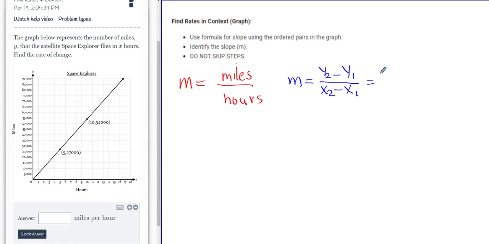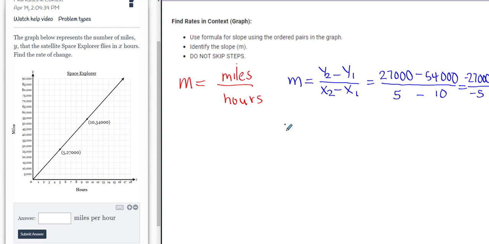So I'm going to go ahead and put my first point over here. My y value is 27,000, and that's going to be 27,000 over 5. Got my subtract signs in there. Now my next y value is 54,000 over, and let's see, my x value is 10. So over here, 27,000 subtract 54,000 is a negative 27,000, and then 5 minus 10 is a negative 5.